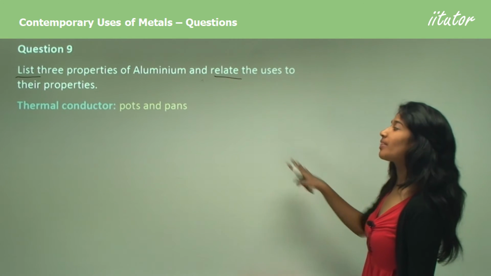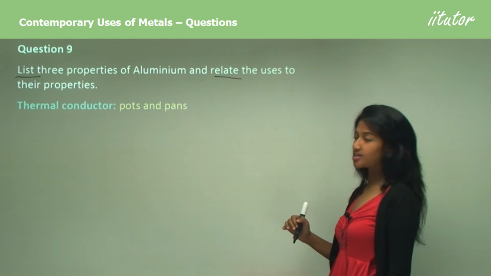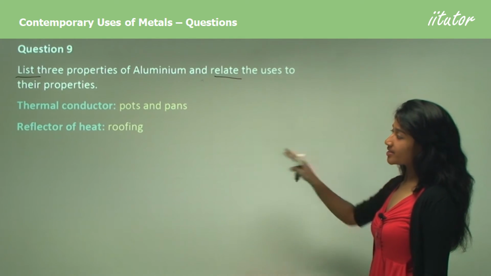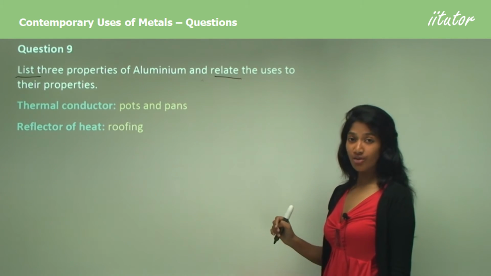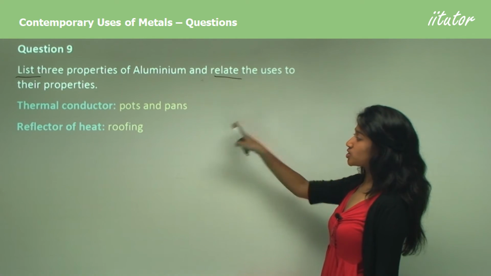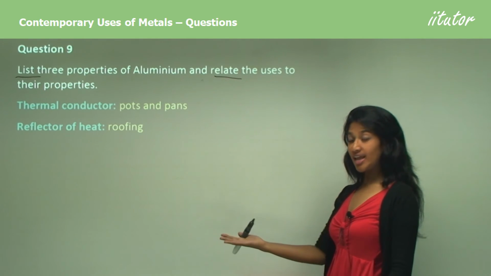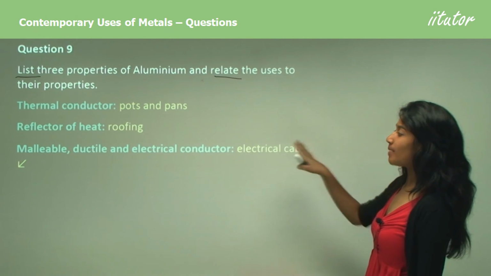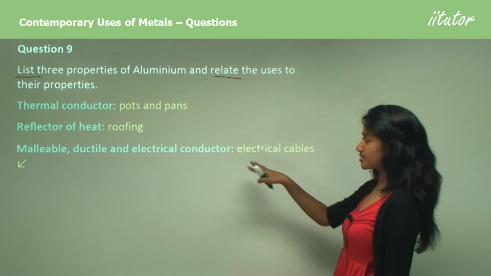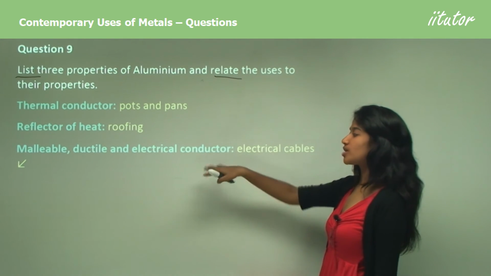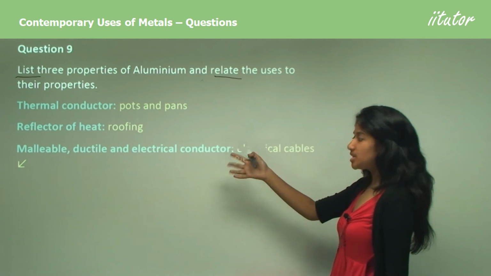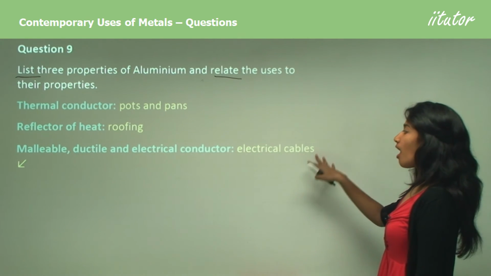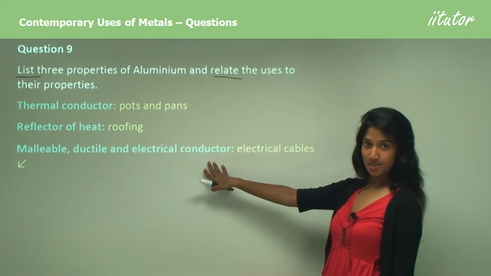Property number 1 would be thermal conductor. It's a great thermal conductor, so it's used for pots and pans for cooking. The second one is that it's a reflector of heat. Now that's why it's used for roofing, because it acts as an insulator almost. And we have malleable, ductile, and electrical conductor. So out of these 3, you can use any for your answer, but writing all the 3 is also a great idea because electrical cables are made because of these properties.